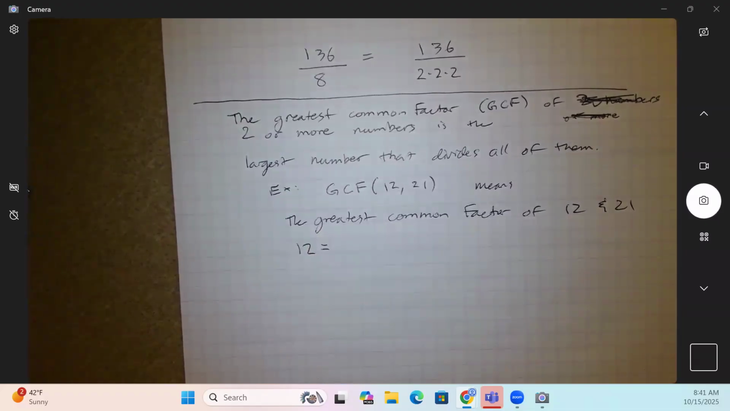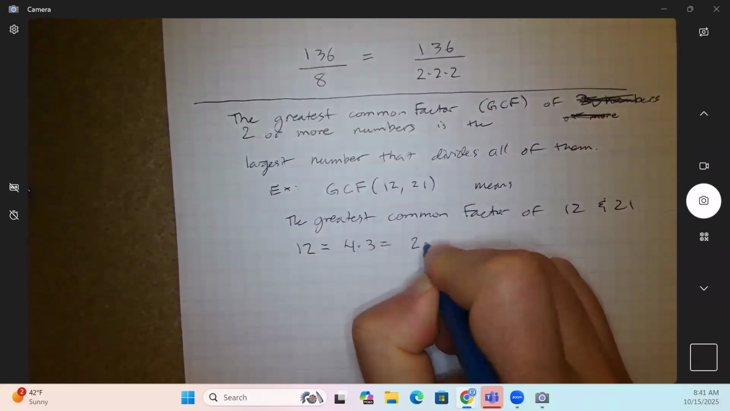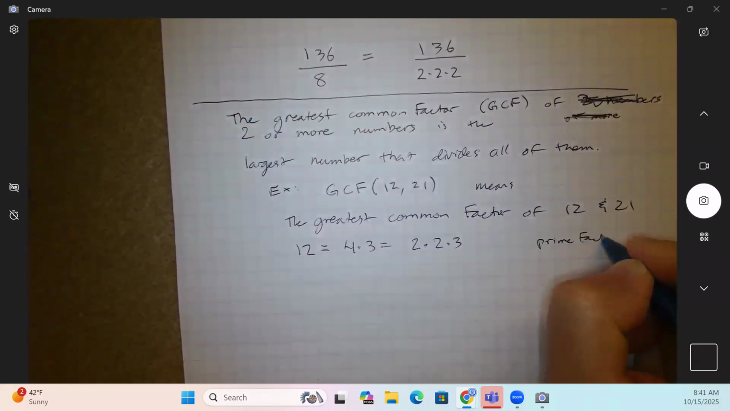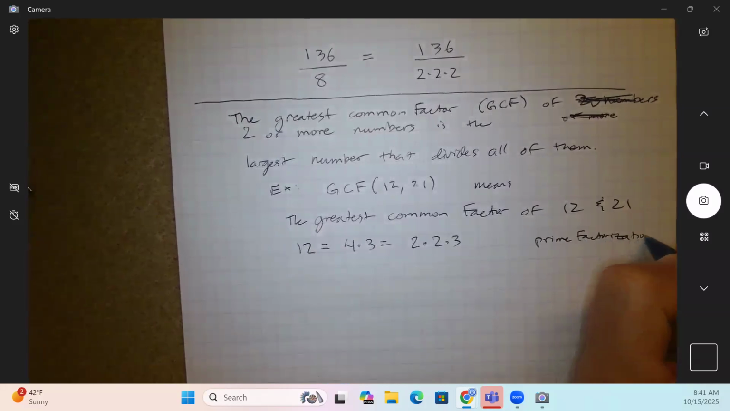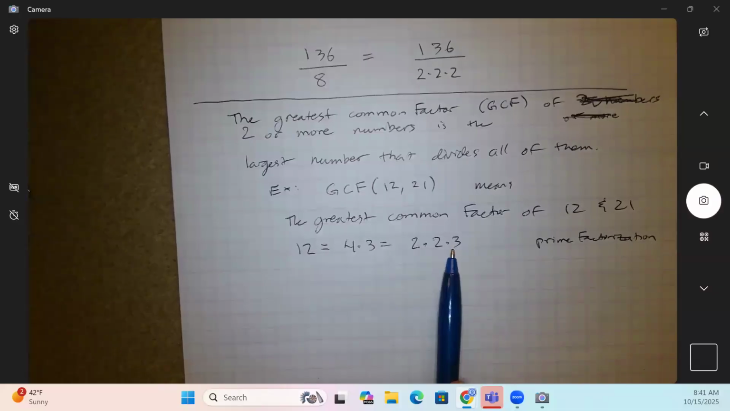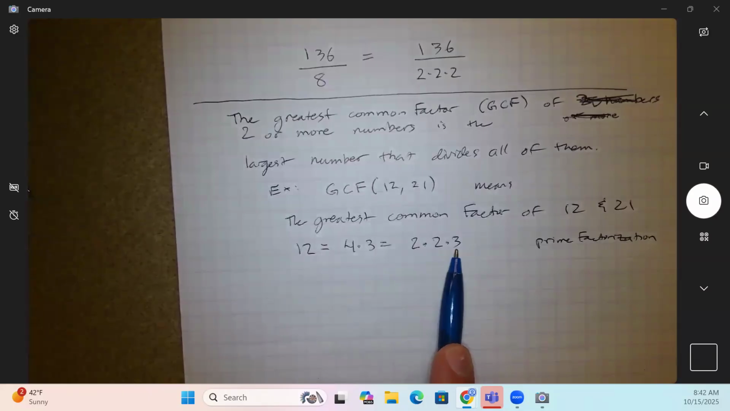Let's write 12 in its factored form. And in fact, let's write it in its prime factorization. 12 is 2 times 2 times 3. And if you're not sure how to get here, well, you say, okay, 12 is divisible by 2, so let me start by dividing it by 2. And when you get that, you get 6. And 6 is divisible by 2. And when you get that, you get 3.